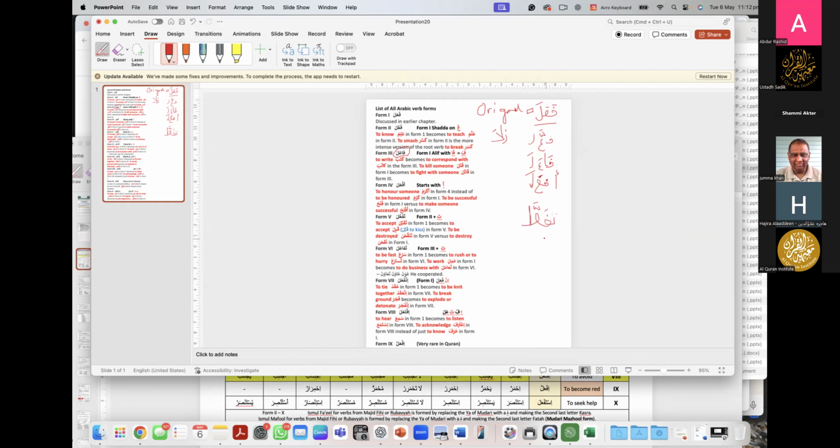Is that okay? Tafa'ala, and ta, fa, ta. Tafa'ala. Sorry. Tafa'ala, Form 6. Fa, because Form 2 is fa. And ta here. Tafa'ala. Okay? So 2, 5, 3, 6, remember that number.